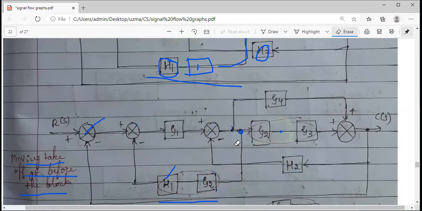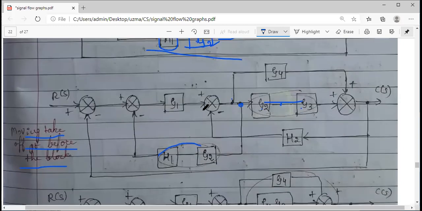Now further, what else can I apply the rule to, or what else can I reduce? You can see when I have moved the takeoff point, these 2 blocks have come in series. These 2 blocks now are in series. So whenever blocks are in series, you can simply multiply them. And you can see here also, when I have moved the takeoff point, I have multiplied with G2. So these 2 are in series also.